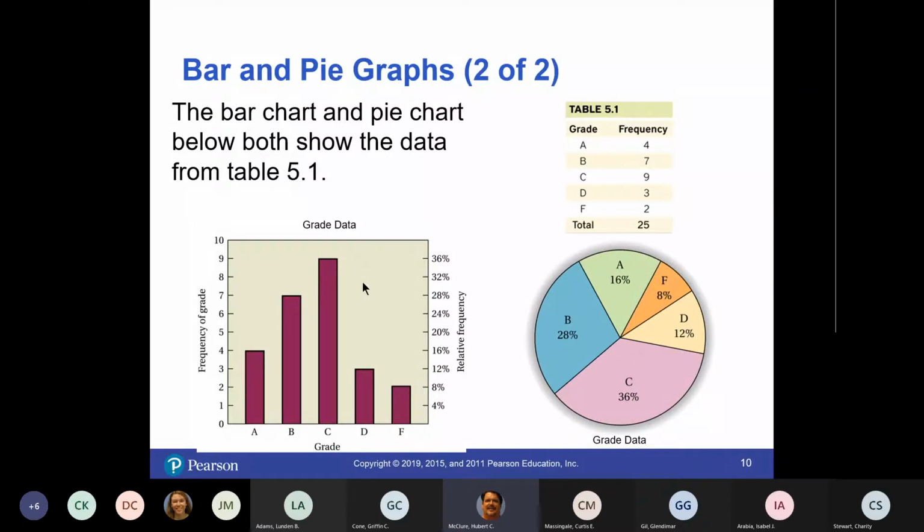So those are the 3 test questions that you would see on a standardized test or my test, because I will test you at least on these 2 right here, bar chart and pie chart. And relative frequency is on my test also.